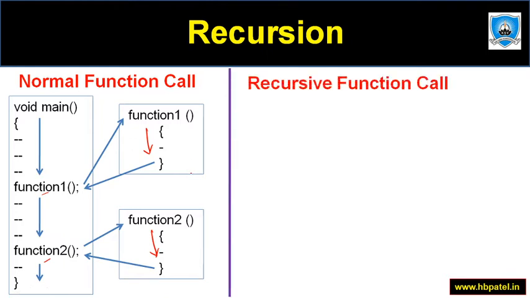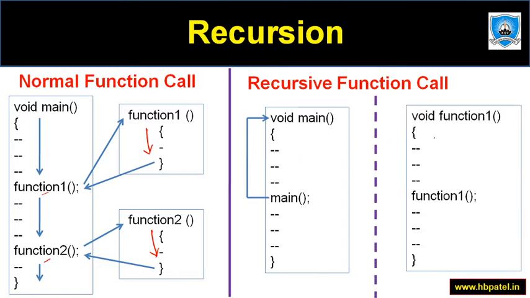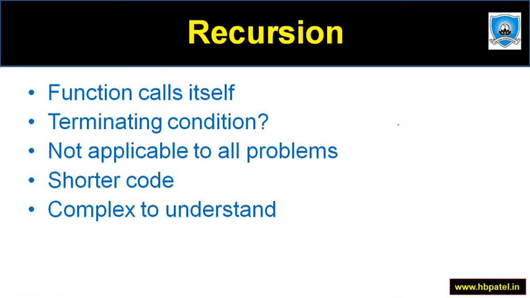But in case of recursion it is a little different. In case of recursion, the function calls itself. For example, this is my main function. So from main I am calling main itself. Say, for example, another function is there, function 1. So within function 1 I am making a call to function 1 itself. So this is just an example of a recursive function call. A function that calls itself is called a recursion. So this is the simple definition of recursion.